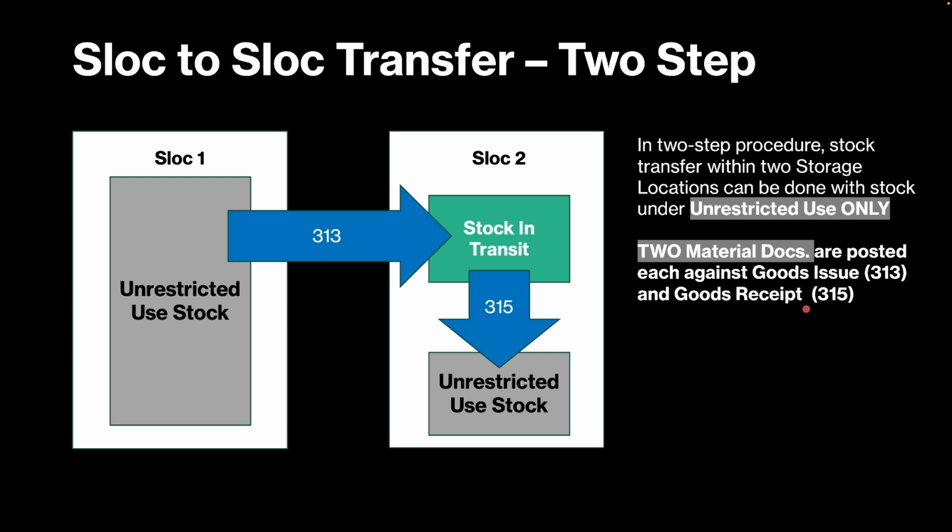So here the stock will not get instantaneously transferred. When you post 313, the stock will be shown under stock in transit for the receiving storage location. And when you post 315, only then will the stock get updated under unrestricted use stock for the receiving storage location. So we have already discussed what a single step process and a two-step process are, and what movement types are there for transferring the material from one storage location to another. Now let's see in SAP how we can post all these movement types and how we can do this process. So let's go to SAP now.